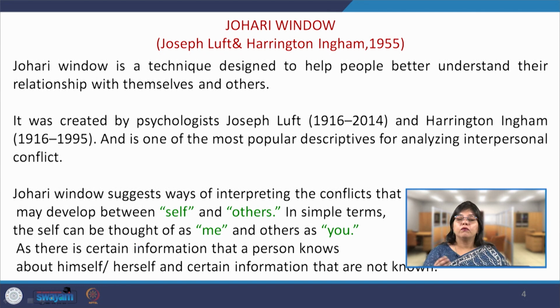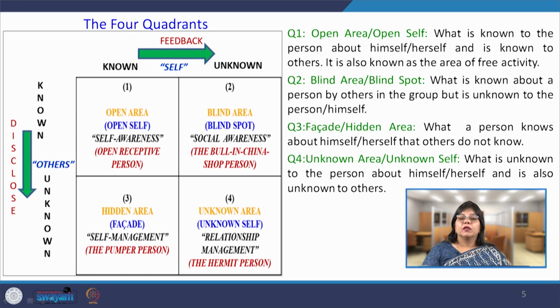improve on those aspects. So, when we are talking about the Johari window, the most important thing is that it has 4 quadrants, 4 regions: 1, 2, 3, 4. The 4 regions are: the first is the open area, the second is the blind area, the third is the hidden area, and the fourth is the unknown area. Now, all these 4 areas are defined by the interactions that take place between people within the group.